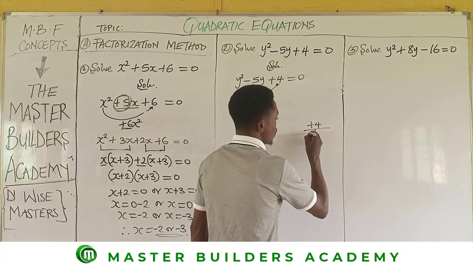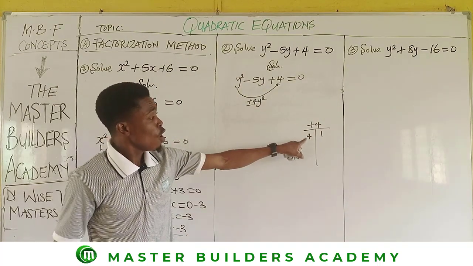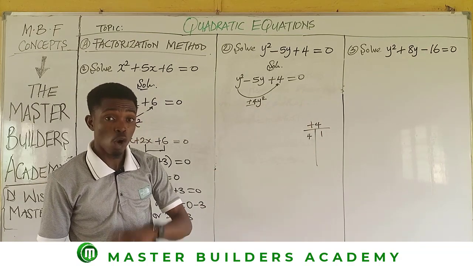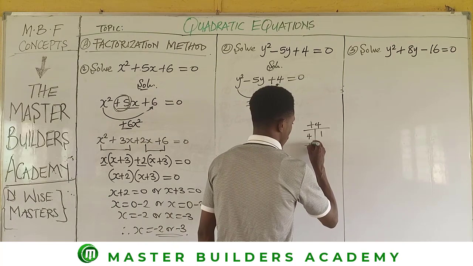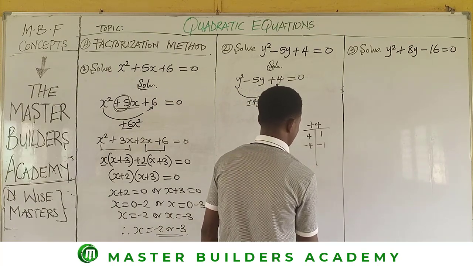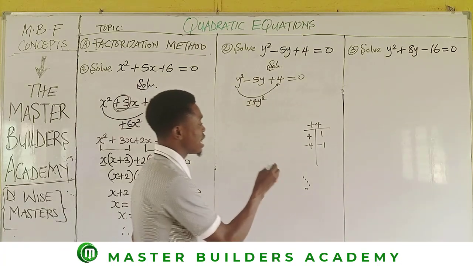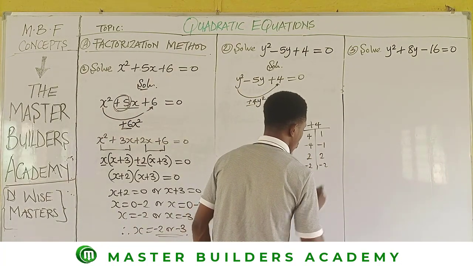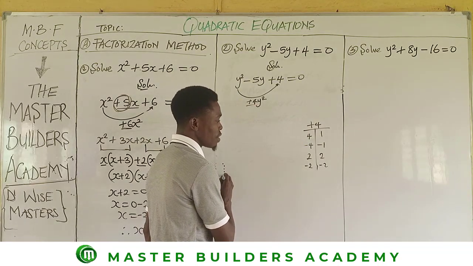Now, the first factor of 4 is 4 times 1. And understand that for the product of two factors to give you a positive result, it is either both are positive or both are negative. Then I can also have this as minus 4 times minus 1. Understand that this will also give us a positive result. Then finally, we have 2 times 2 and minus 2 times minus 2 will also give us positive results here.